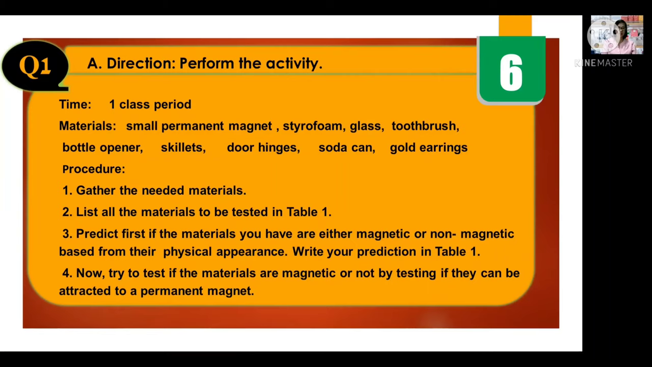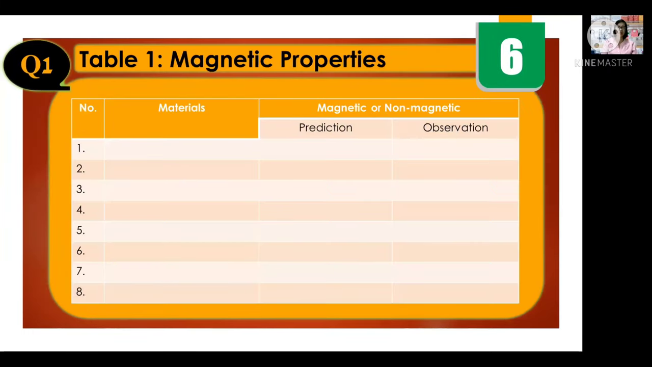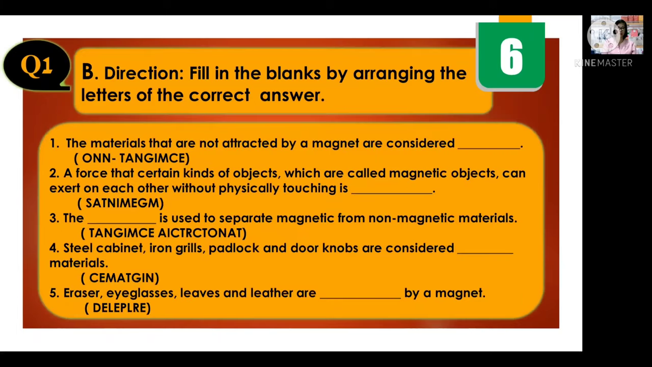Number one, procedure: gather the needed materials. Number two, list all the materials to be tested in Table 1. Number three, predict first if the materials you have are either magnetic or non-magnetic, based on their physical appearance. Write your prediction in Table 1. Now, try to test if the materials are magnetic or not by testing if they can be attracted to a permanent magnet. Here is the table that you are going to use.